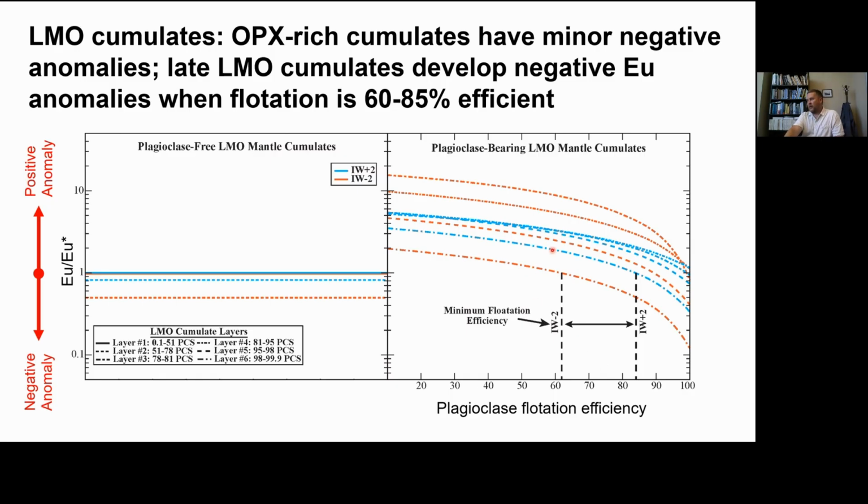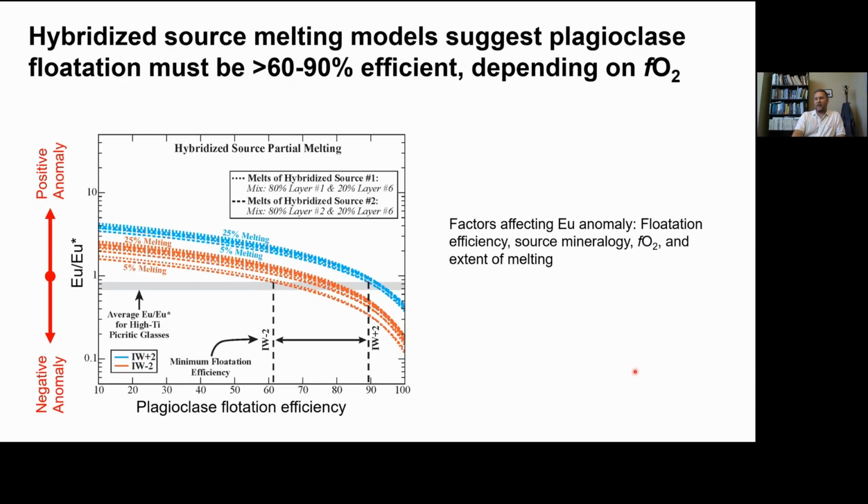And so I'm not going to guide you through all these different lines because there are so many different scenarios to explore here. But what Jesse shows is that the minimum flotation efficiency to form mantle cumulates with a negative europium anomaly is FO2 dependent, and that it's somewhere between 60 and 85%, depending on oxygen fugacity and also depending on the layer that's explored. And of course, mantle sources have to have negative europium anomalies to produce basalts that also exhibit negative europium anomalies.